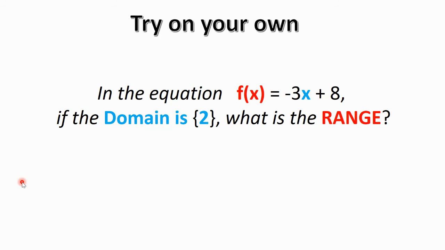Okay, so now that we're back, remember this is going to be f of 2. It'll say f of 2 equals this function. Then you know to put that 2 in there. So it's going to be negative 3 times 2 plus 8. Negative 3 times 2 is negative 6 plus 8 is 2.